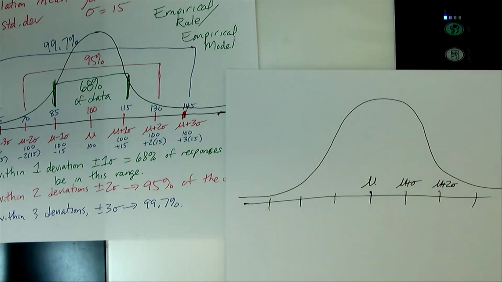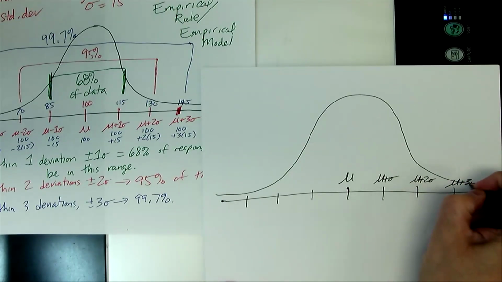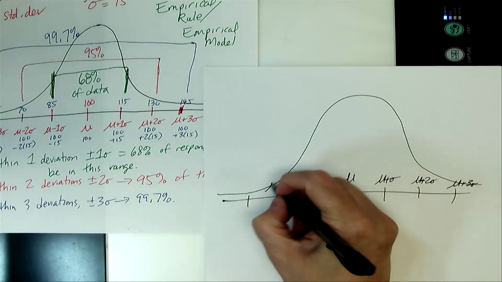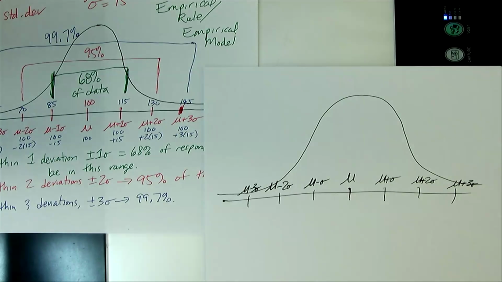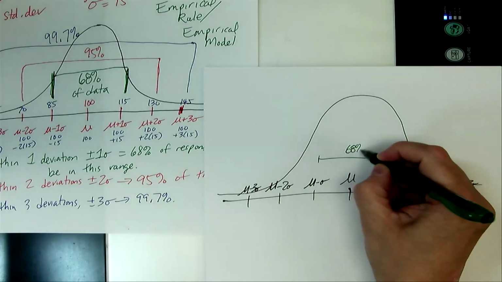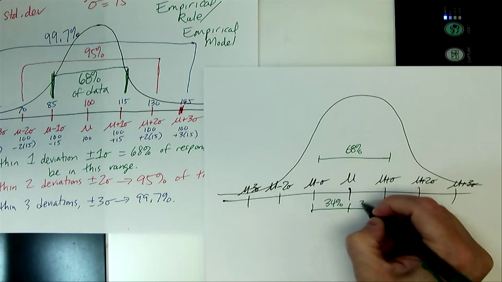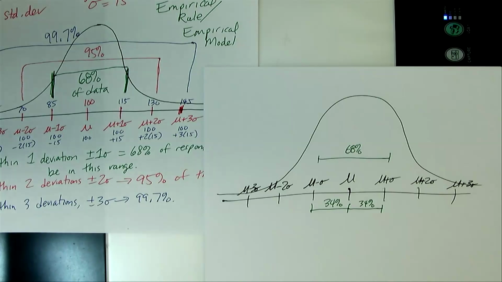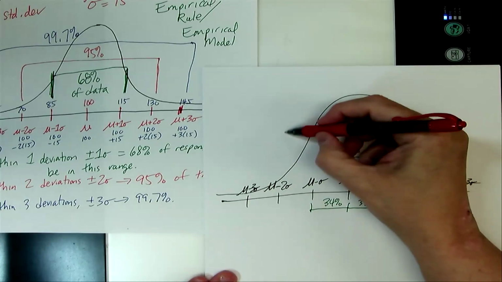Chat box, I can't see what's on, okay, there we go. Mu plus 3 sigma right here. Mu minus sigma, mu minus 2 sigma, mu minus 3 sigma. All right, so we said this region was 68%. That makes this region 34%, and this region 34%.